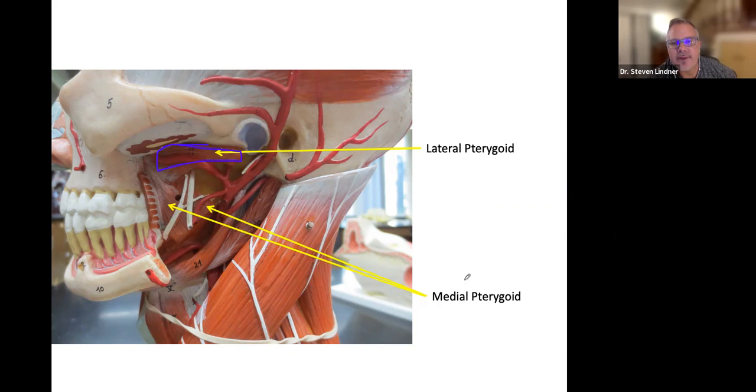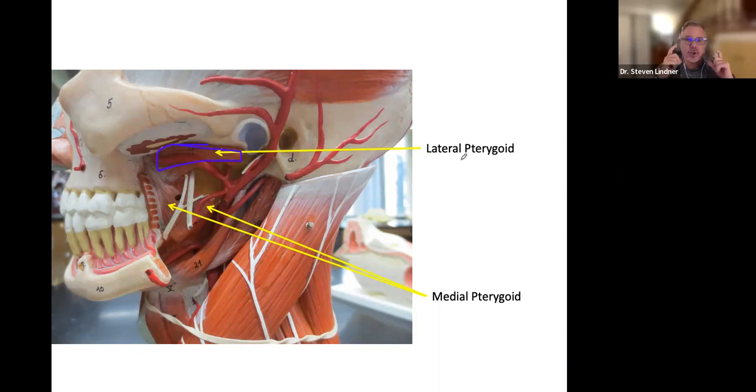Lateral pterygoids and medial pterygoids, remember, if you think back to osteology, we had the medial and lateral pterygoid plates. When we took the skull and we turned it underneath, looking down at the hard palate, there was the medial and lateral pterygoid processes or pterygoid plates. That's where these pterygoids attach to.